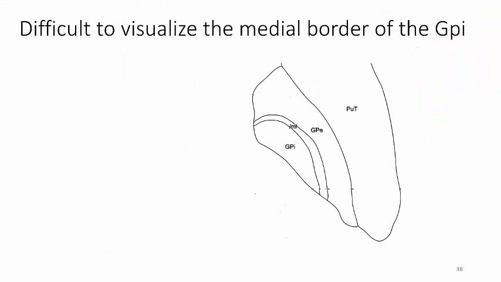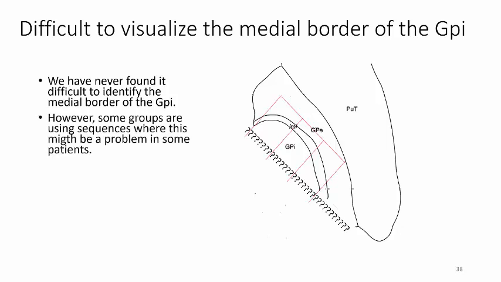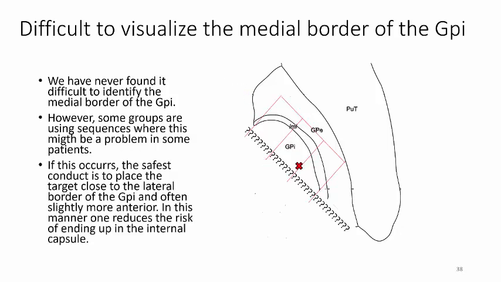Concerning difficulties in visualizing the medial border of the GPI, we have never found it difficult to identify this. But some groups are using sequences where this might be a problem in some patients. If this occurs, the safest conduct is simply to place the target close to the lateral border of the GPI and often slightly more anterior. In this manner, one reduces the risk of ending up in the internal capsule.